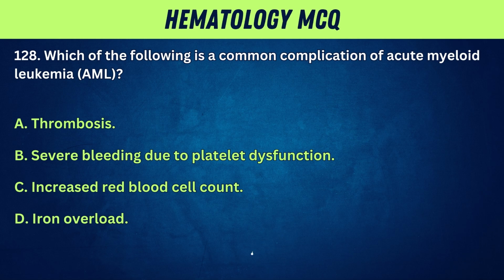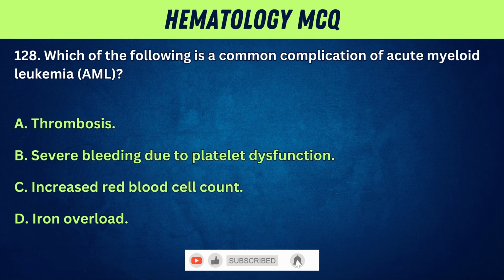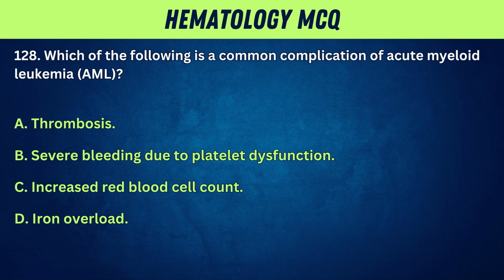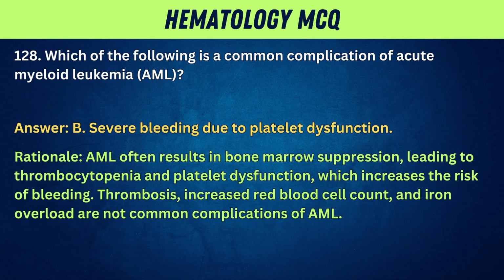128. Which of the following is a common complication of acute myeloid leukemia, AML? A. Thrombosis. B. Severe bleeding due to platelet dysfunction. C. Increased red blood cell count. D. Iron overload. Answer: B. Severe bleeding due to platelet dysfunction.